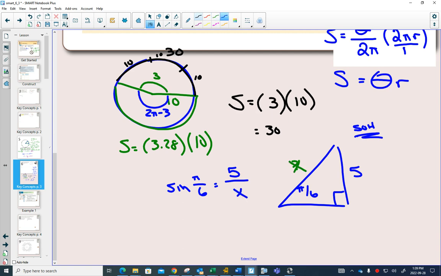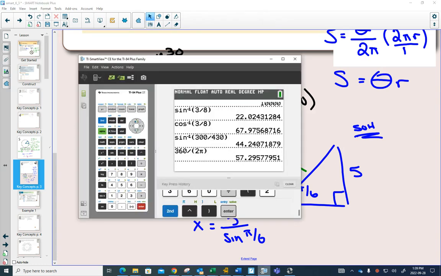How did you solve this in grade 10? You'd multiply both sides by x, and then divide both sides by sine, and you get x equals 5 over sine pi over 6. But when you go to your calculator, it might be in degrees, right? And I can't use my calculators. Right now it's only working in degrees.